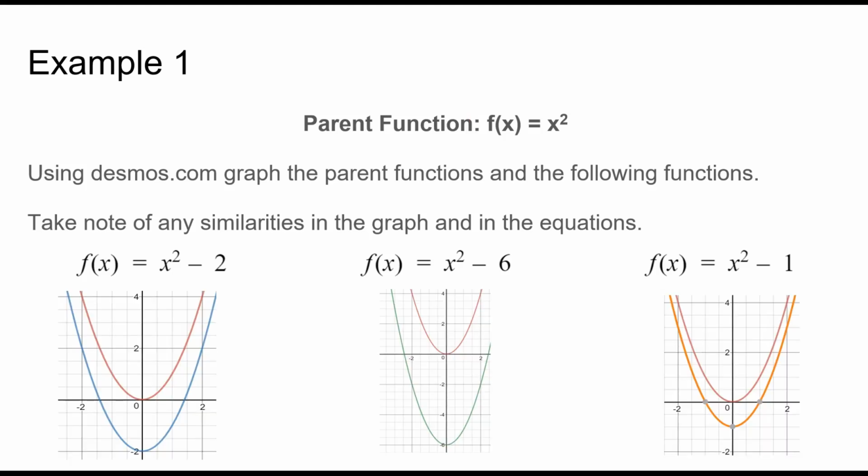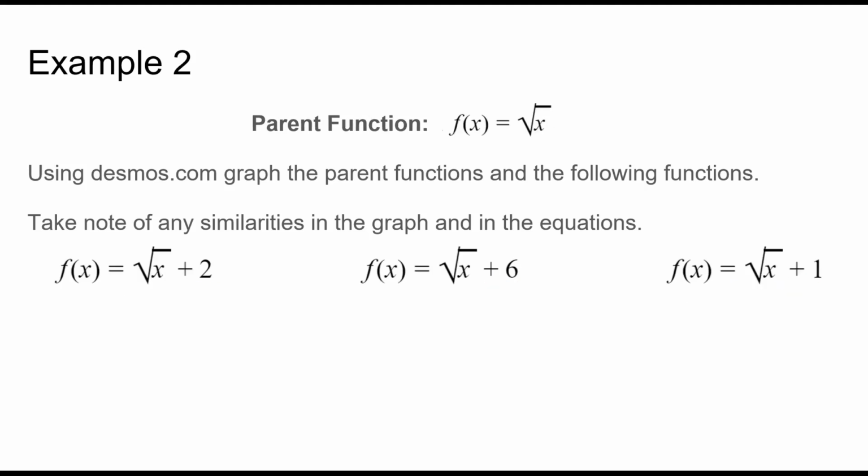Alright, so when we graph these in Desmos, the red graph here is our parent function. So let's take a look at the vertex, and let's notice how the vertex moves. So when we have the parent function x squared and we subtract 2, it looks like the vertex moves down 2. When we subtract 6 from the function, the vertex moves down 6, and we subtract 1, the vertex moves down 1. Let's take a look at that with a different parent function.